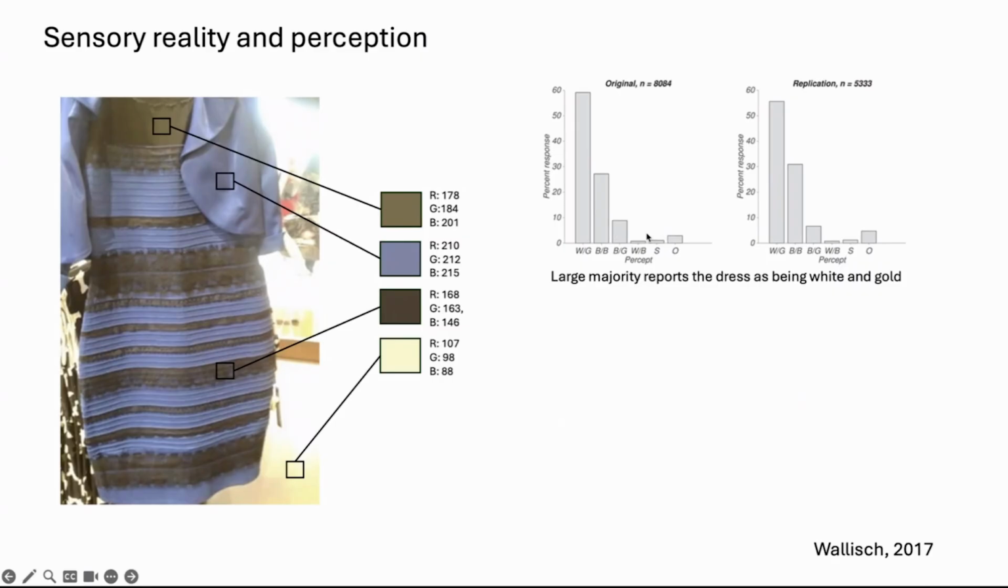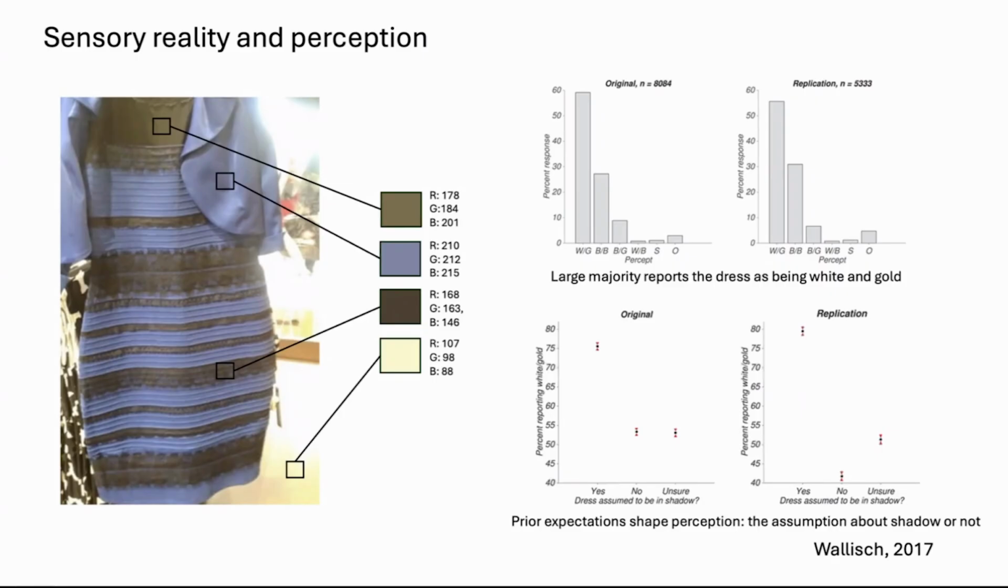Now, the interesting thing about this is that the researchers actually tried to understand why some people think that this dress is white and gold, while others think that it is blue and black. So they asked a bunch of questions to the subjects. And I will actually tell you the answer right away. It seems that one of the strongest reasons why some people believe it's either black and blue or white and gold has to do with how you assume that this picture was taken.